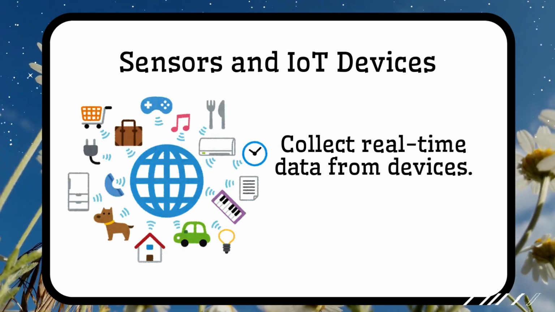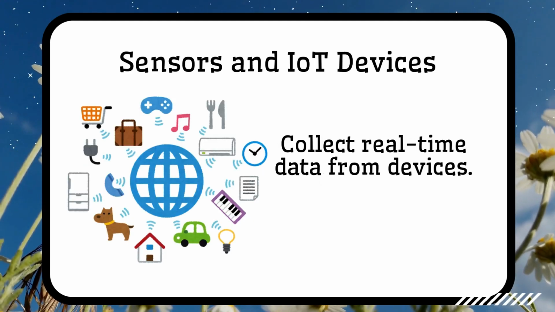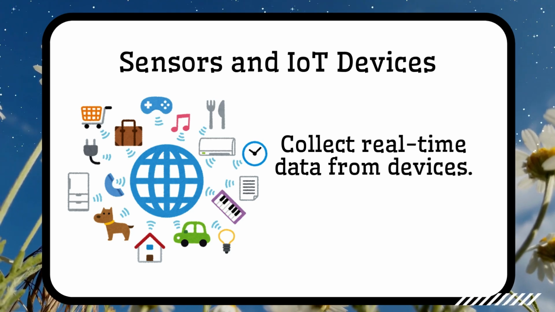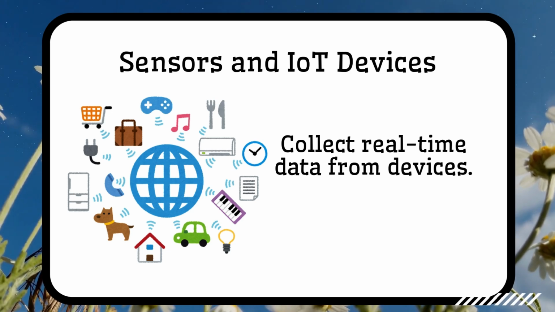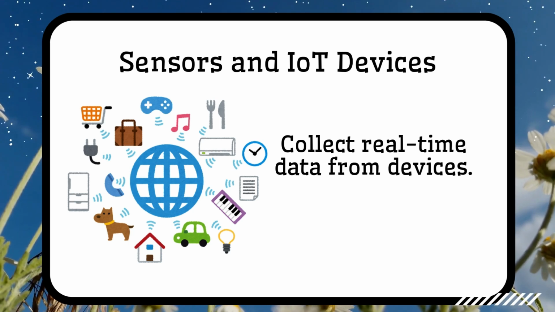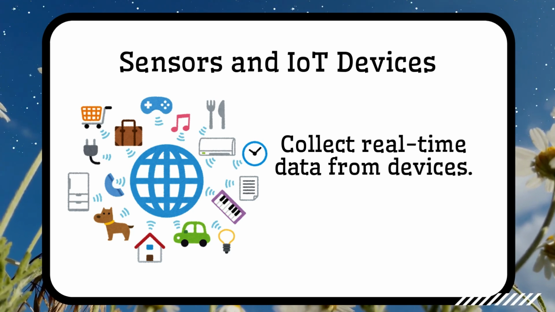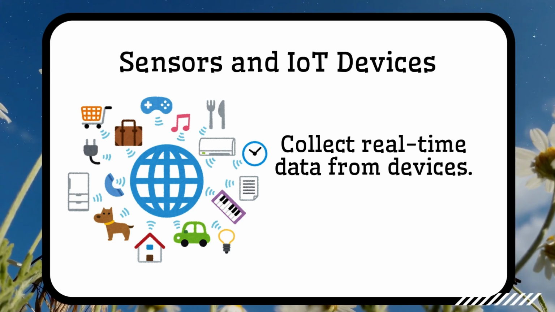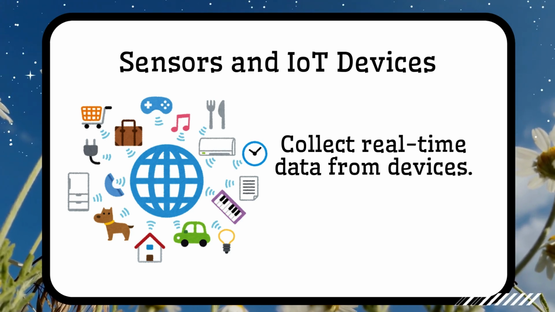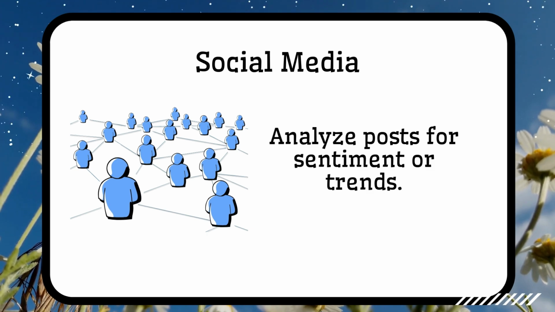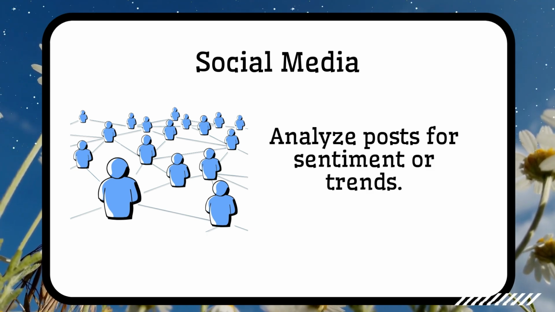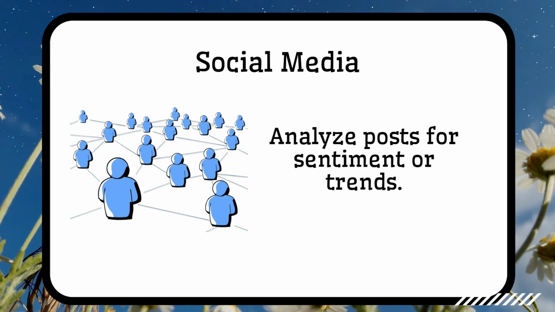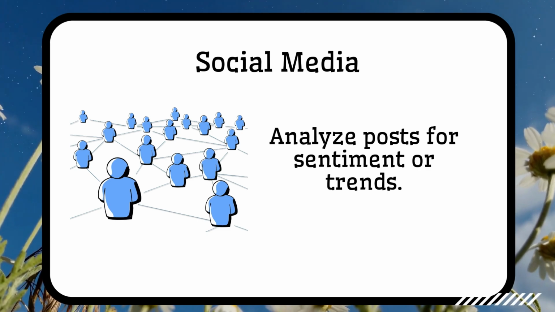Sensors and IoT devices. We can collect real-time data from devices. Example, a smartwatch or a smart home thermostat recording daily temperatures, etc. Social media. Social media can be used to analyze posts for sentiments and trends. Example, finding the most used hashtag in 2025.